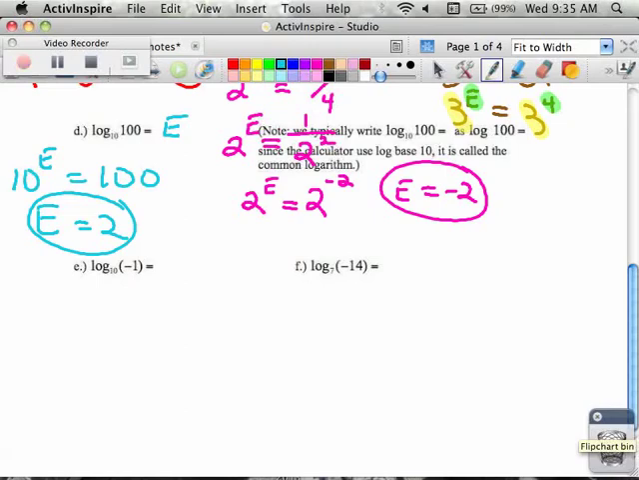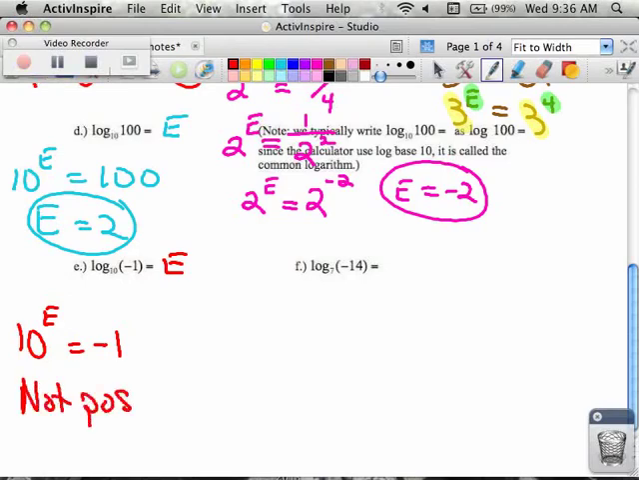In letter E, if we have that equal to some exponent, that means that 10 to some exponent equals negative 1. I'll give you a second to think about that. Not possible, or no solution.